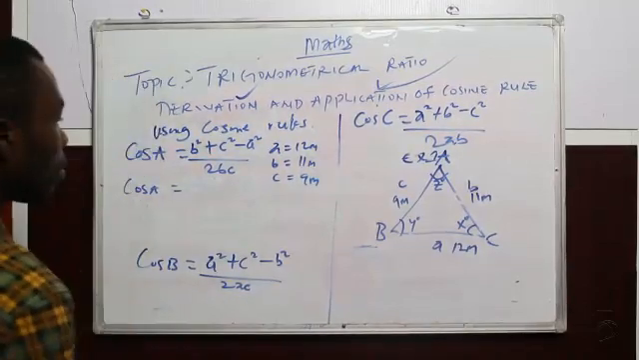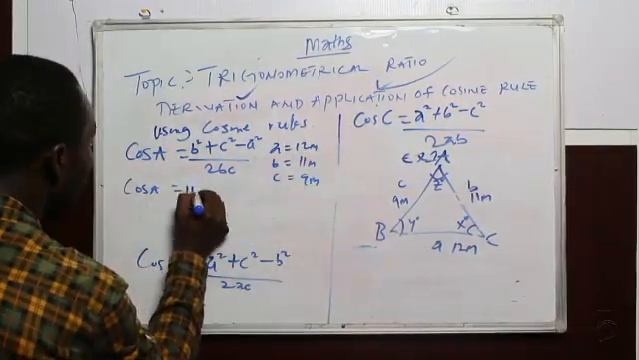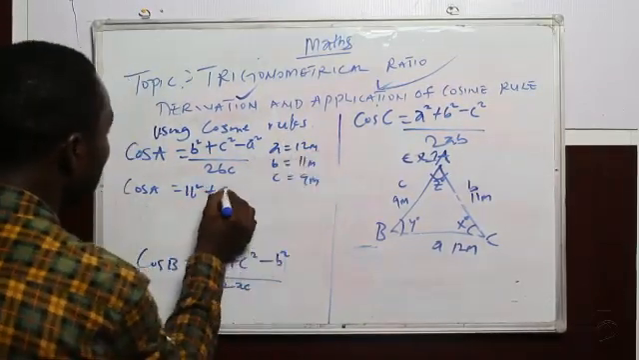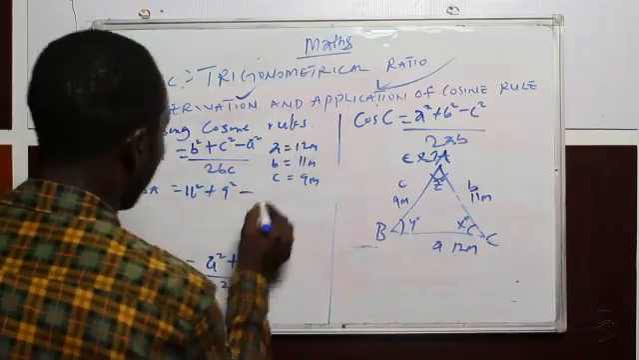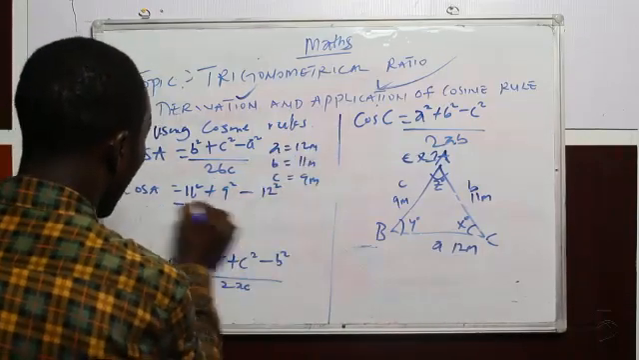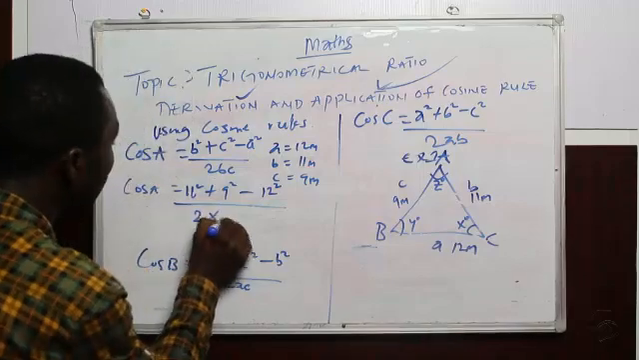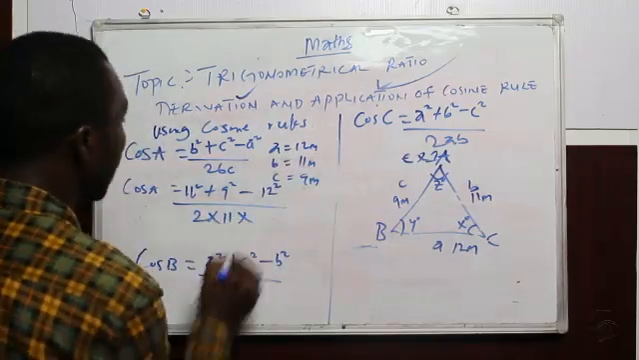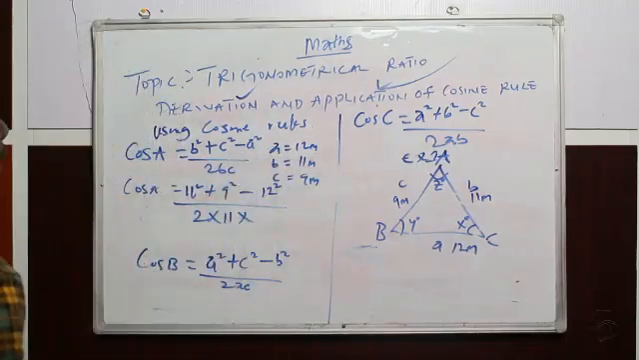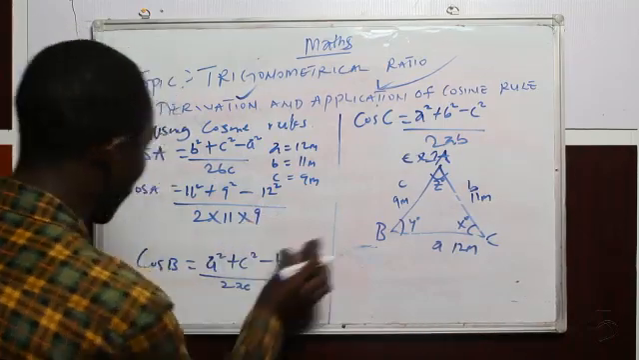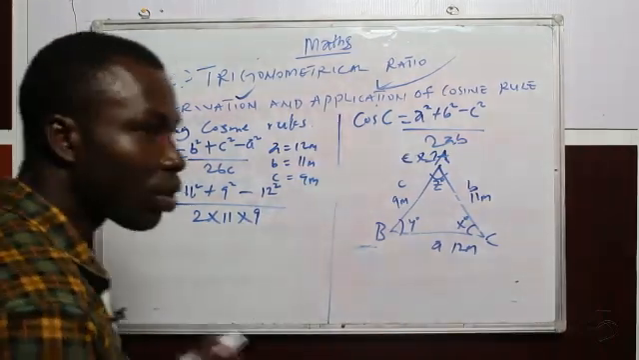Let's substitute our values. Our B is 11 squared plus, what is our C? 9 squared. What is our A? 12 squared, over 2 times B, 11, times C, 9. Now we proceed. Check your calculator.